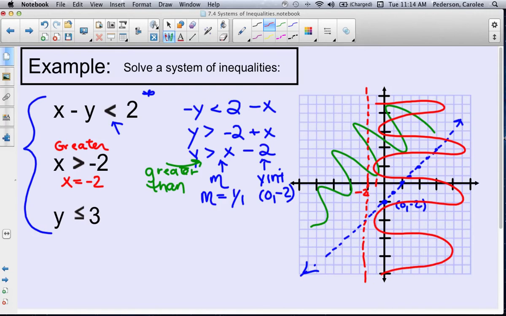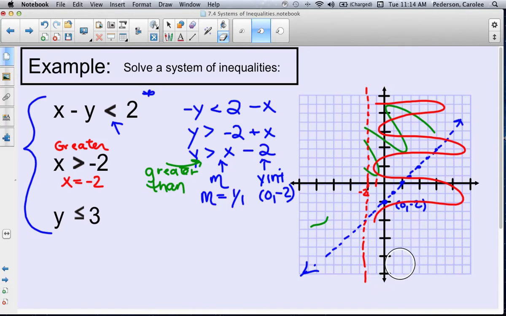Now it's starting to get a little bit messy. With this system, we want to find out where it overlaps. I'm going to erase this piece right in here, because that is not part of an overlap. And I'm going to erase this down here, not part of our overlap. So far, the overlap from the red and green shading is now in that section.